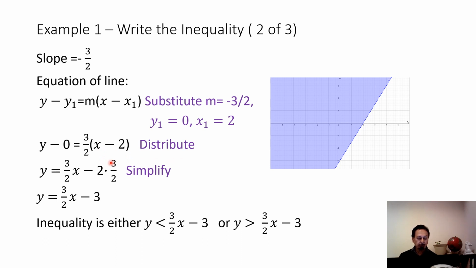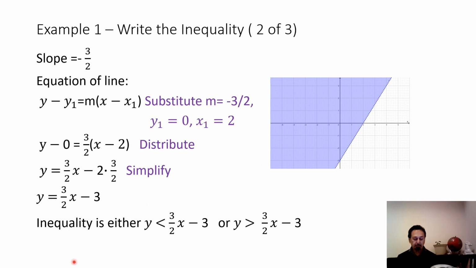So now we distribute minus 3/2 into x minus 2. This becomes minus 3 over 2 times x, minus 2 times minus 3 over 2, and y minus 0 becomes y. So we simplify, 2 cancels with 2, and you have our desired equation, y equals minus 3/2 times x minus 3. Now we're going to decide the inequality which represents this shaded region.